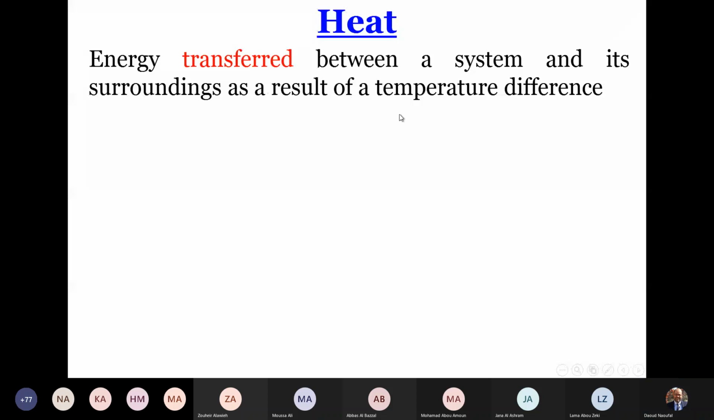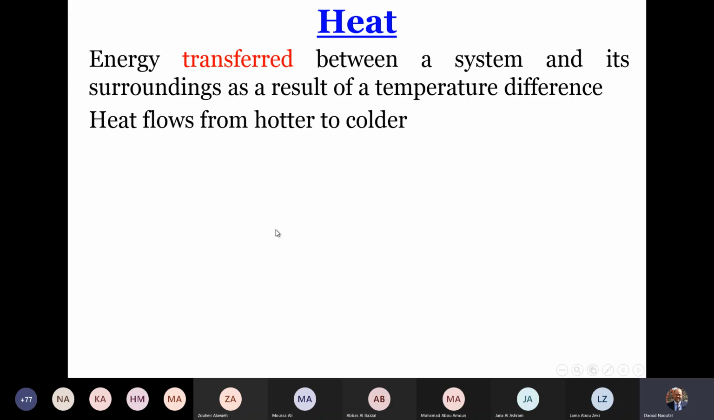Heat is the energy transferred between a system and its surrounding as a result of a temperature difference. When the system has a temperature different from the surrounding, we will have an exchange of heat between the system and the surrounding. And the heat flows from hot to cold.